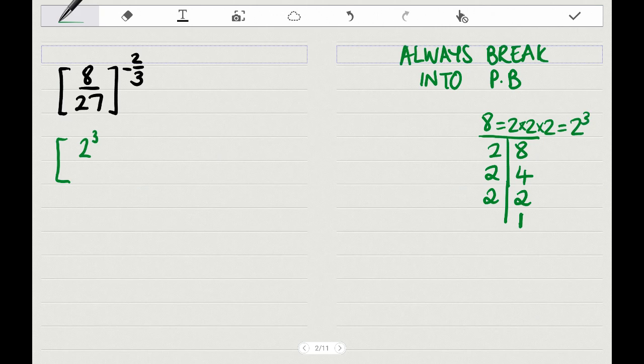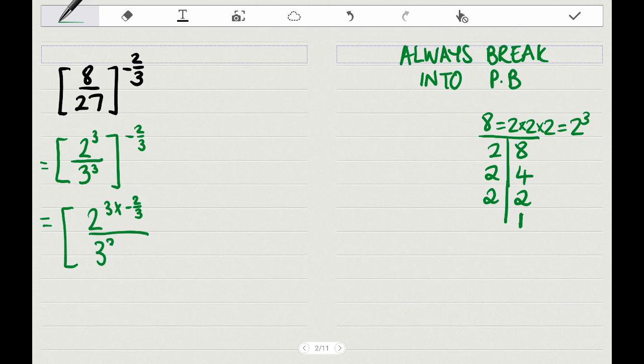Alternatively, you could use a calculator. There should be a factorizing button, but you should really know how to do this in your head. Anyway, so then we're going to break 27 up into its prime bases, which is 3 cubed, so 3 cubed to the power of minus 2 over 3. Then we're going to use that distributive law once again. So this is 2, 3 times minus 2 over 3, to the power of 3 times minus 2 over 3.